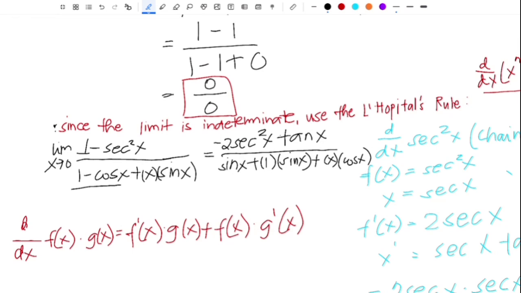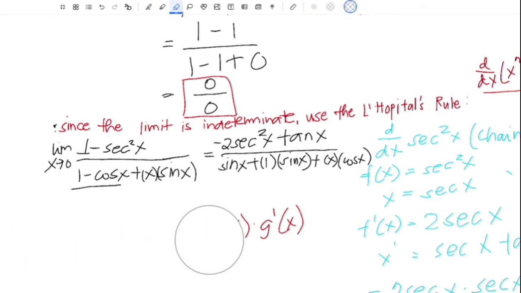Okay, now that we got the derivative of our numerator and denominator, let us again apply our limit. But before we apply our limit, let us simplify first the terms that we can still simplify. Let's delete this.